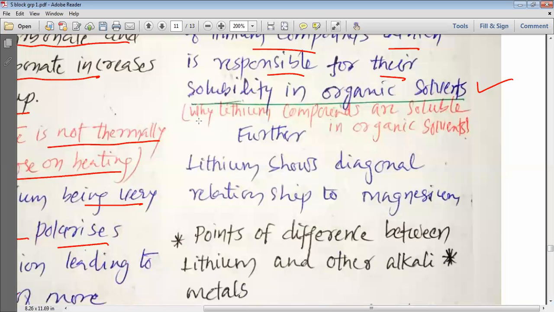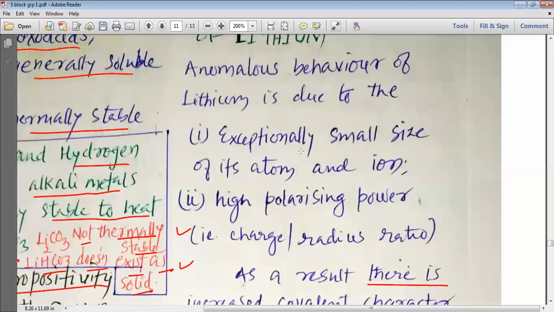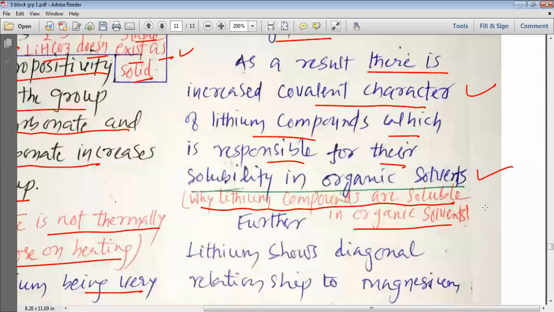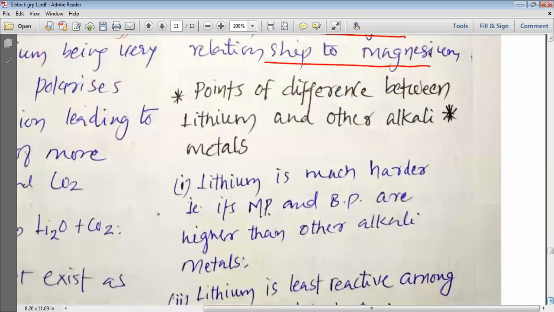Now, suppose you are asked in the exam why lithium compounds are soluble in organic solvents. You can write the above answer: lithium has an exceptionally small size, lithium has high polarizing power, lithium has a very high charge to radius ratio, and that is what causes the covalent character, and that is why the lithium compounds are soluble in organic solvents. Further, lithium shows a diagonal relationship to magnesium. So lithium is very similar to magnesium.